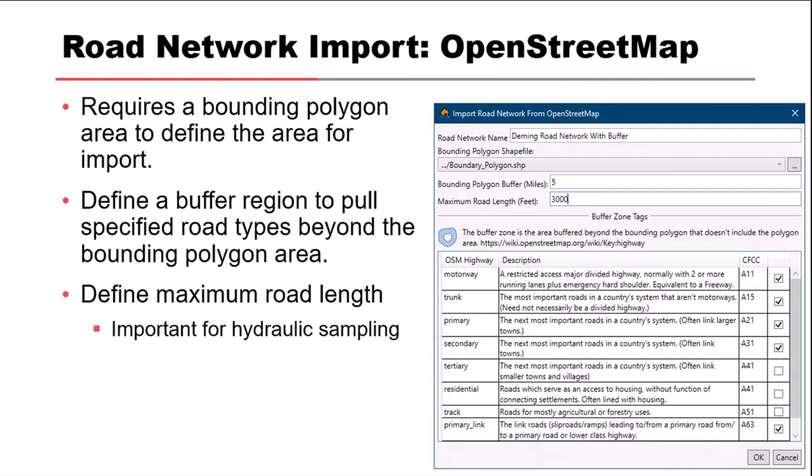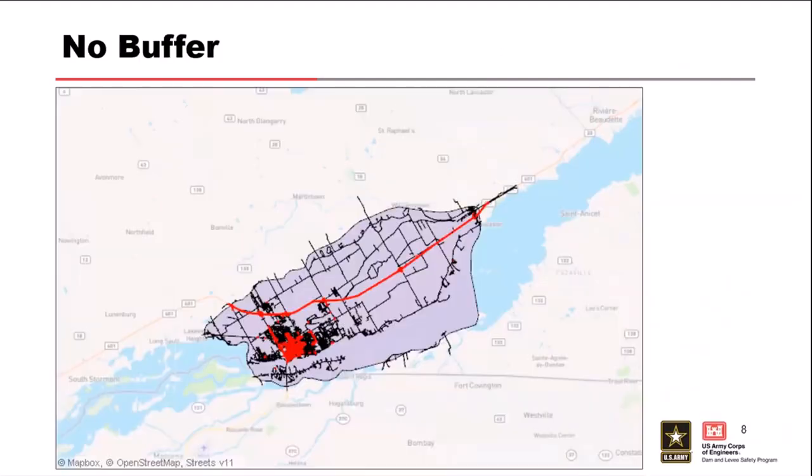Another factor in here is to find the maximum road length. Remember, that's important because I'll be talking about that in a little bit, is how the depths and velocities are sampled at the roads. That maximum road length can have a big impact on how the hydraulics are being sampled. Just showing an example with that buffer.